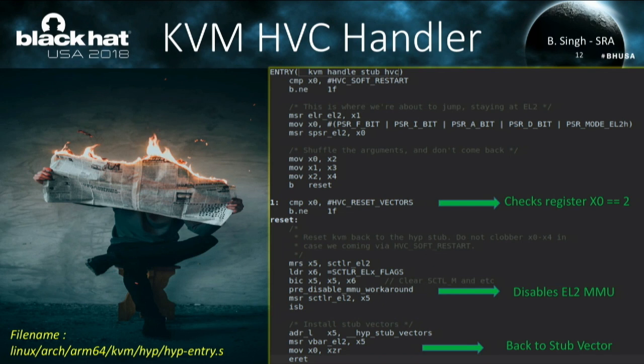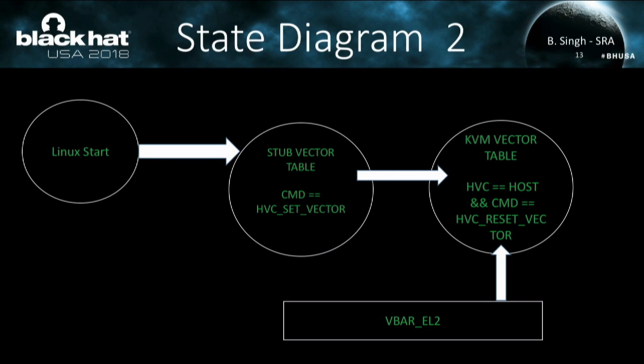So what this means is that now the stub vector table is back in the system, and the stub vector table provides an interface using which it is possible to install another exception vector table for EL2. So the attacker can use this interface to install an attacker exception vector table. We will see this with the state diagram.